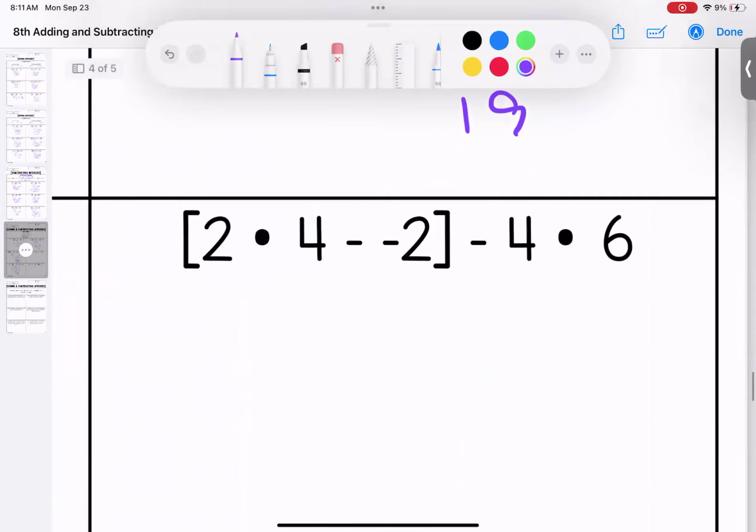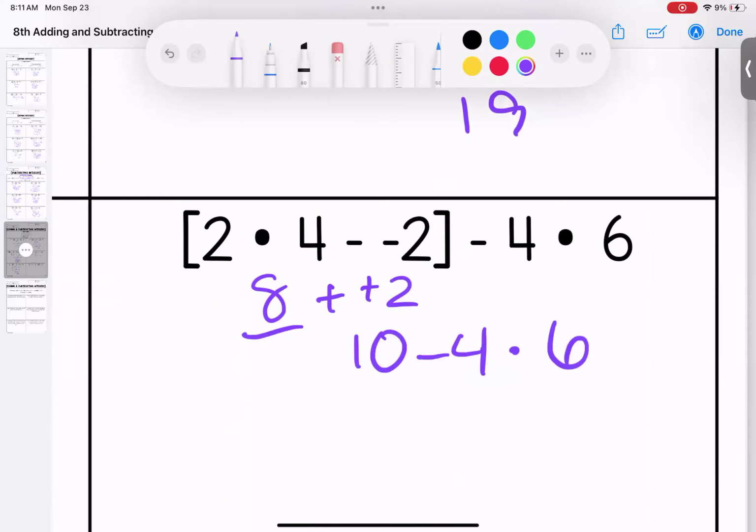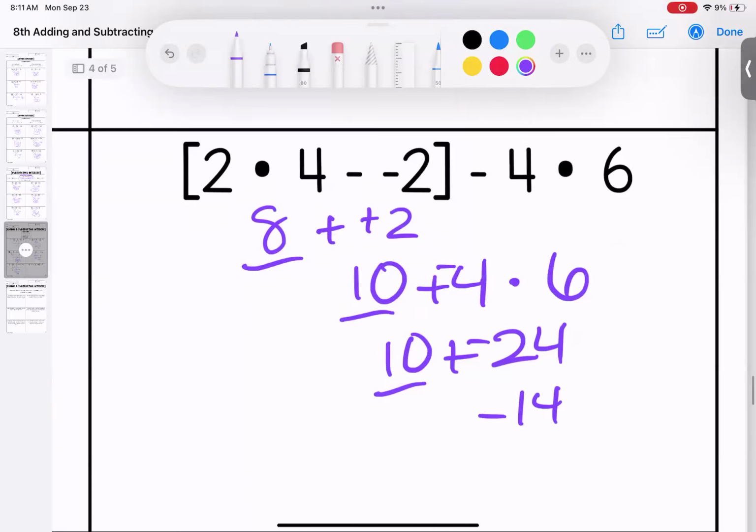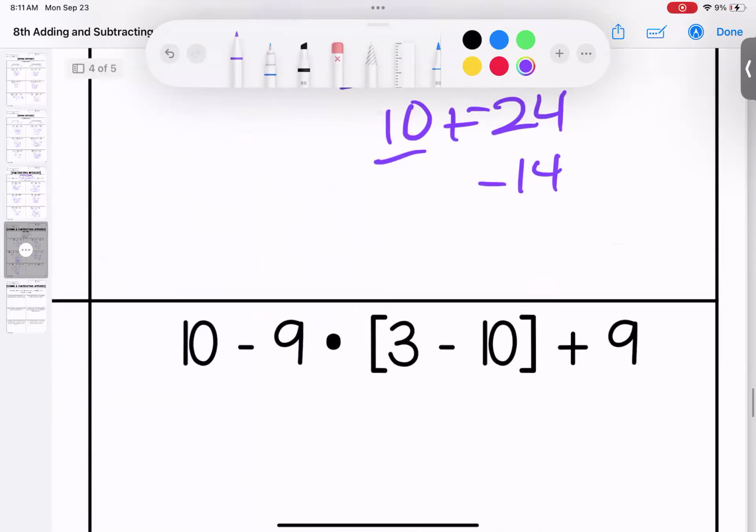Down here we have an 8 with a keep, change, change, which gives us 10. And then we have 6 times 4 is 24. And then we have negative 14. If you wanted to do the keep, change, change here, absolutely can. Truly does not matter if you do it before or after. Your answer is going to be the same.